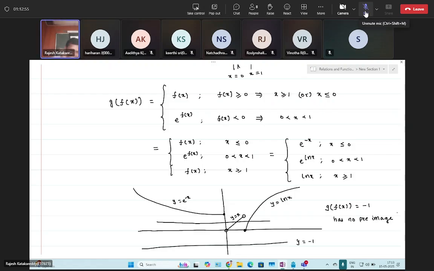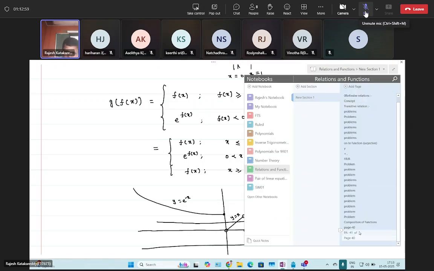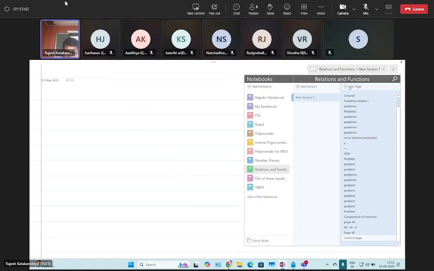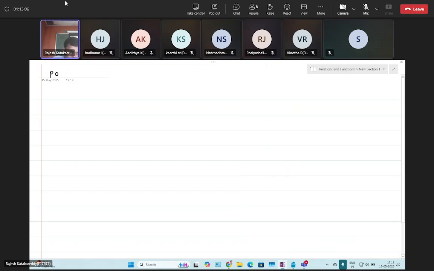Understood? Page number 51, problem number 6 will be the last problem on composition that I am teaching. You would have seen that problem. What is the given function? Given function f of x is tan x.